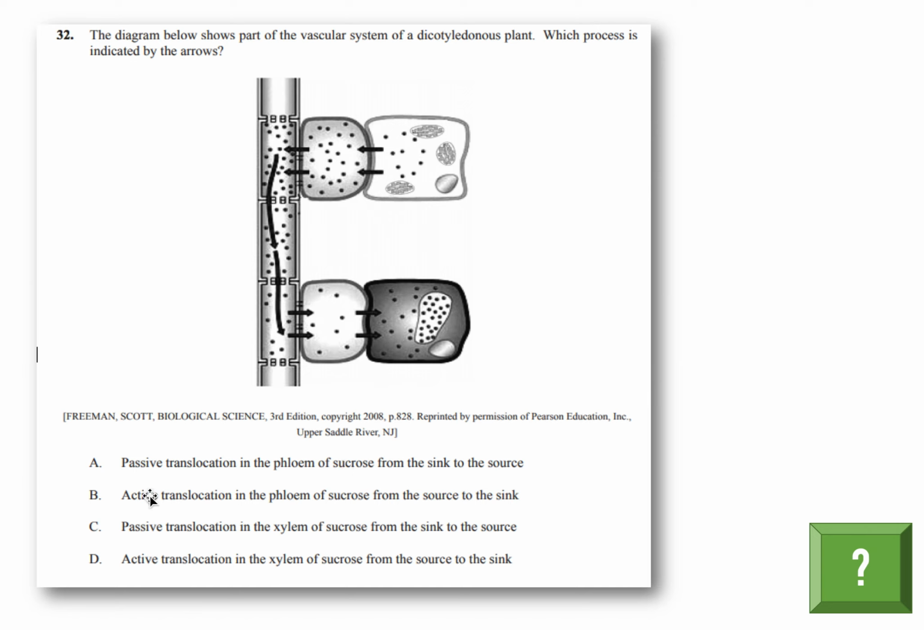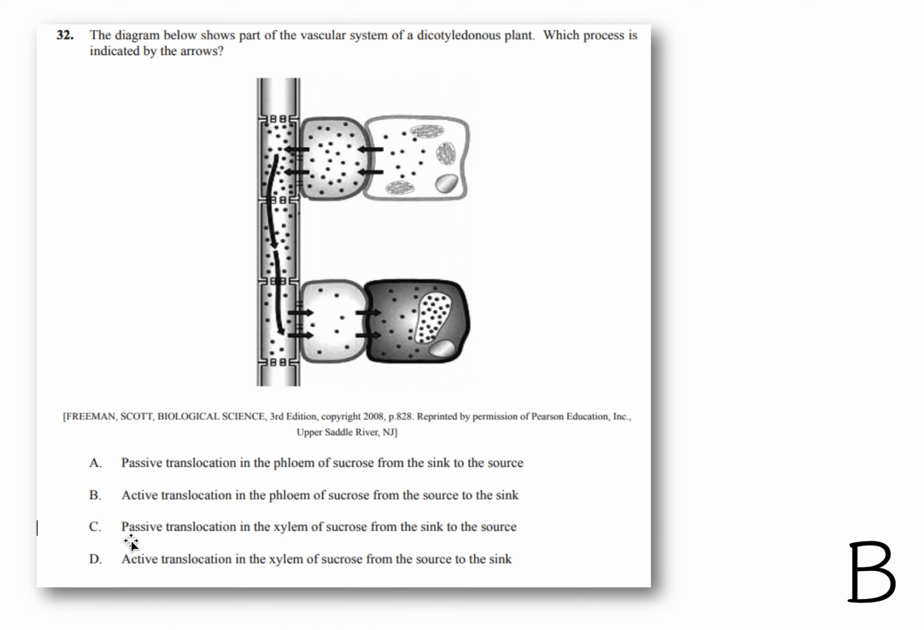What about B? B is saying active translocation, so that's true so far. Translocation just means movements of these sucroses, basically. So it's active in the phloem, that's true, from source to sink. So this one is the opposite, so that's why it's correct. It's from the source to the sink.